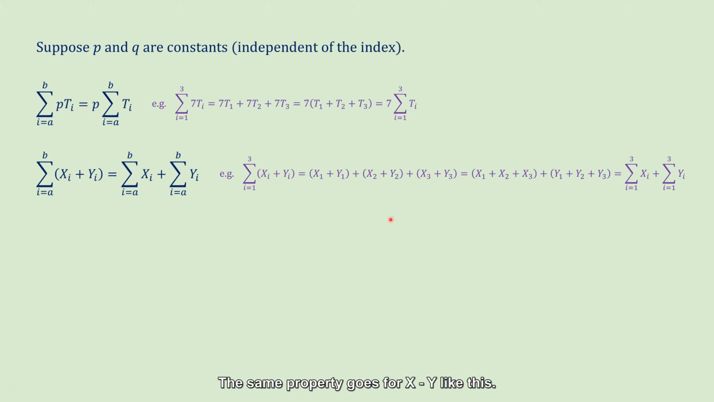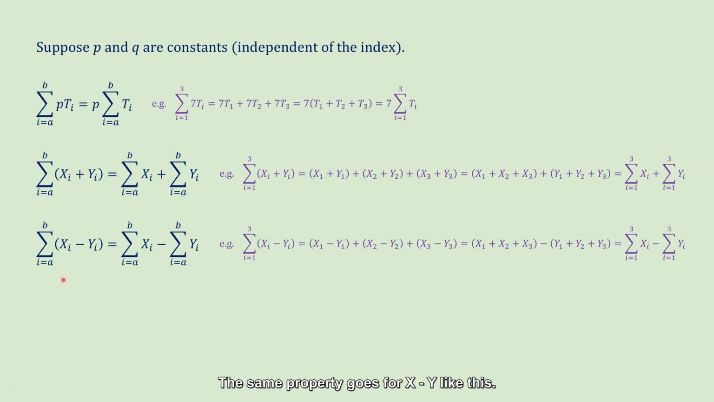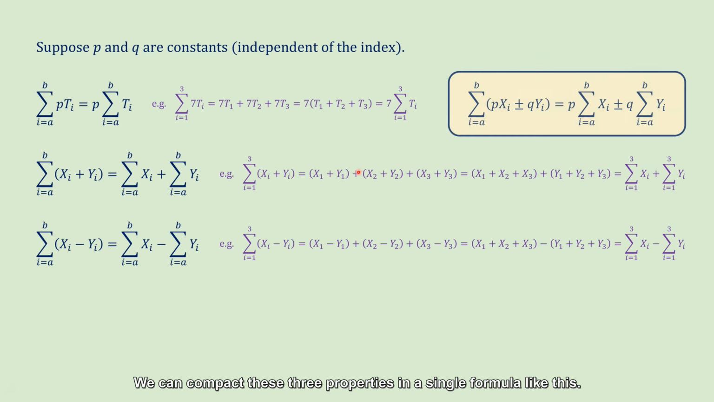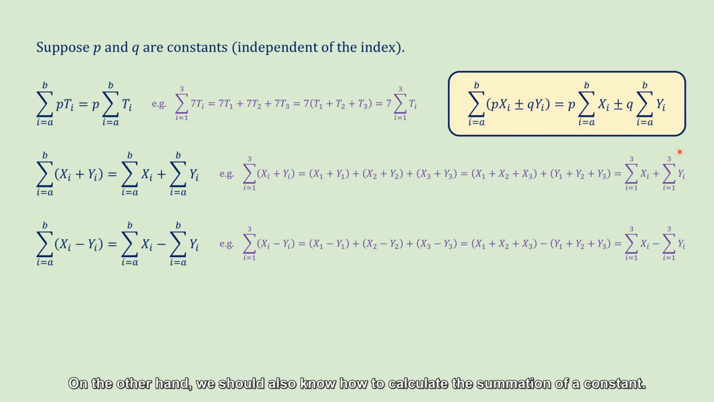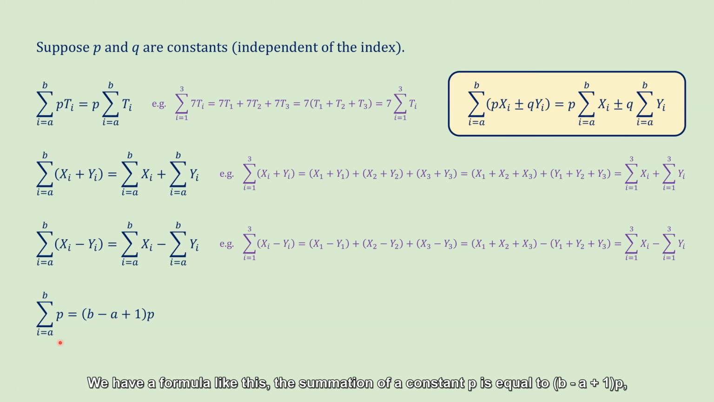The same property goes for x minus y like this. Summation of x minus y is equal to summation of x minus summation of y. We can compact these three properties in a single formula like this. On the other hand, we should also know how to calculate the summation of a constant. We have a formula like this.